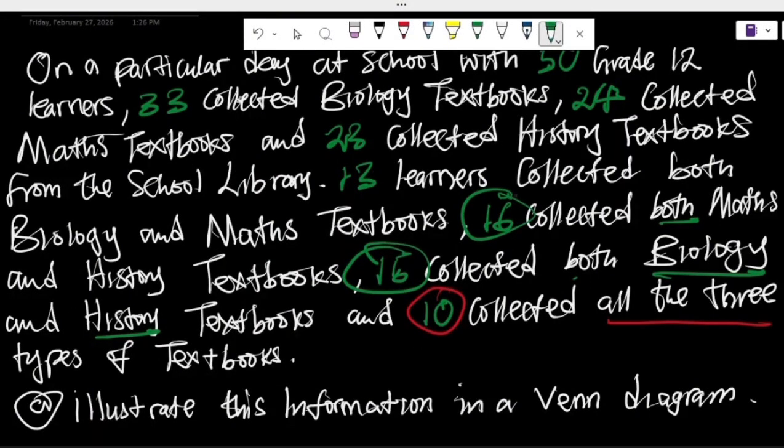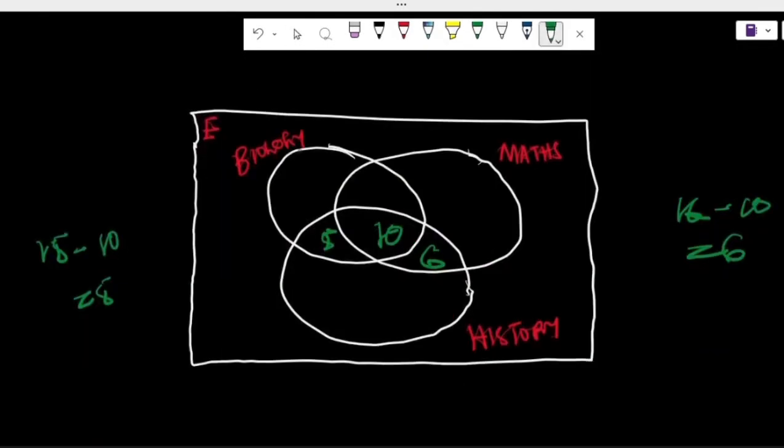Then when you also consider the number of learners who collected both biology and mathematics textbooks, you have 13. So when you look at both biology and mathematics, you have the intersection here. Now we have 10 already, so which means that we need to have 13 minus 10, which is 3. So here we're going to have 3. So the total number of learners who collected both biology and mathematics is actually 13, but 10 of them also collected history. And that's why we have this illustration.